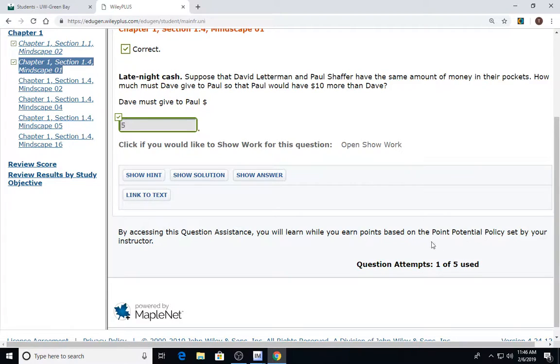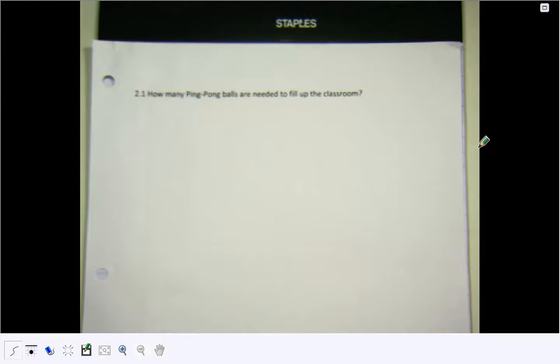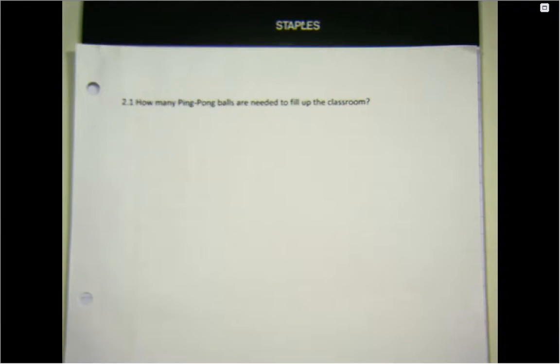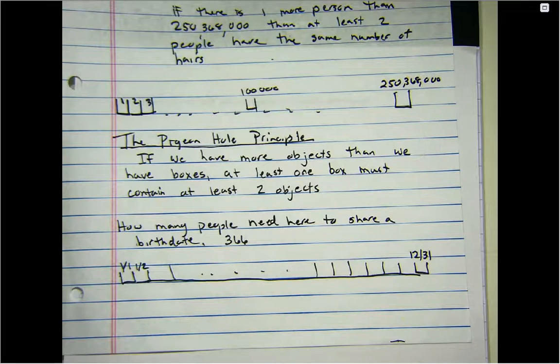Okay, let's go ahead and work on today's work. We've been looking at the pigeonhole principle in section 2.1. So the pigeonhole principle is a very powerful principle and yet very simple as well. If we have more objects than we have boxes, at least one box must contain at least 2 objects. So it's kind of a simple idea, but it's very powerful.